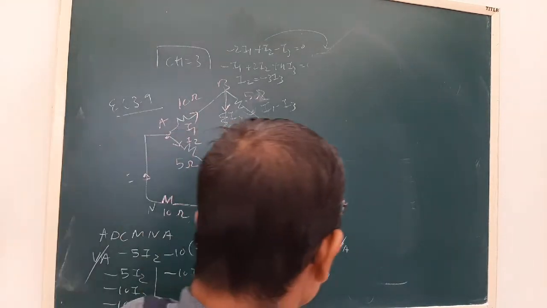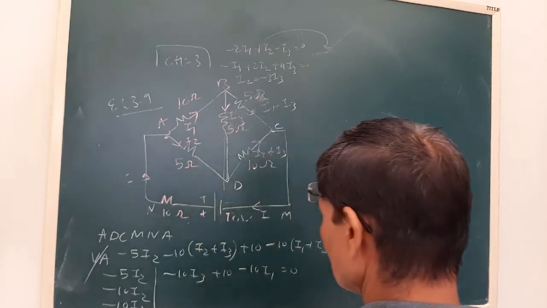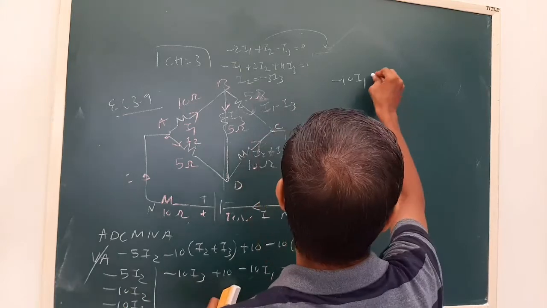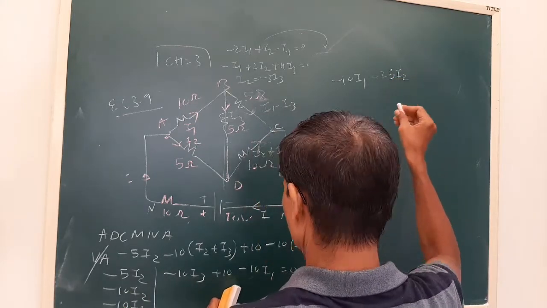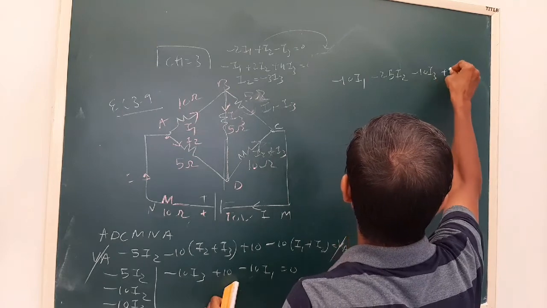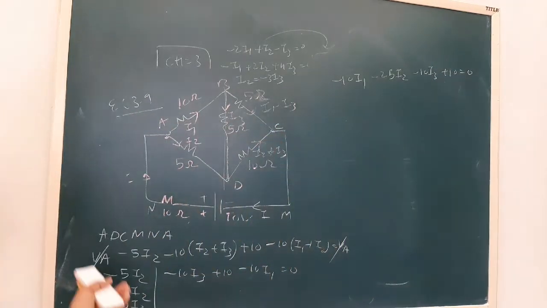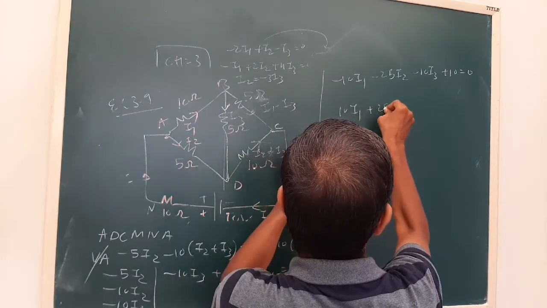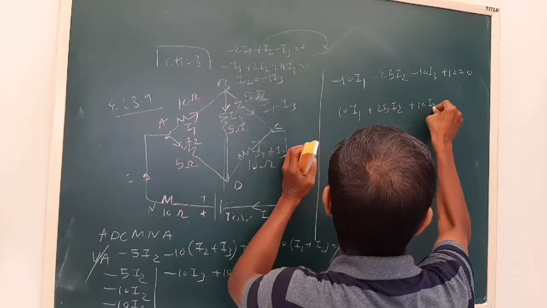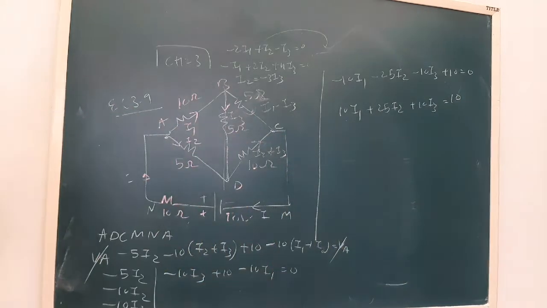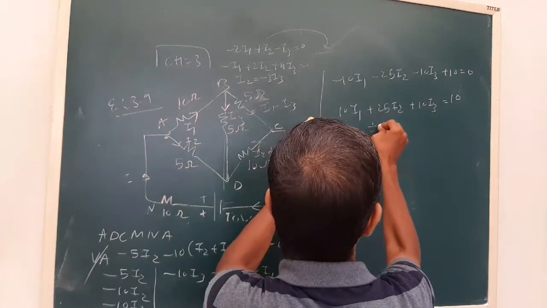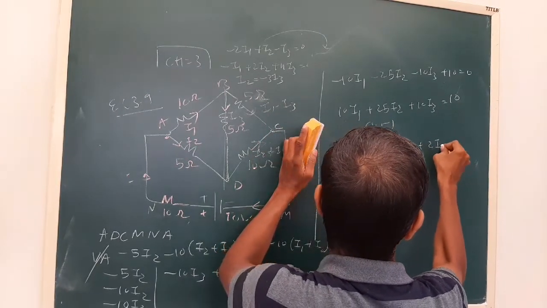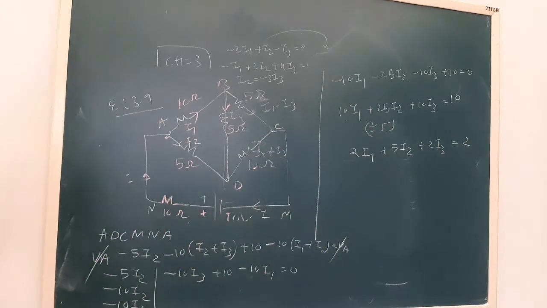Now this minus 10I2 I am writing here, so we can easily differentiate. So this is minus 10I1 minus 25I2 minus 10I3 plus 10 is 0. Now we can take it on the right hand side. So 10I1 plus 25I2 plus 10I3 is 10. Now all are multiples of 5, so dividing by 5 will make it easy: 2I1 plus 5I2 plus 2I3 is 2.